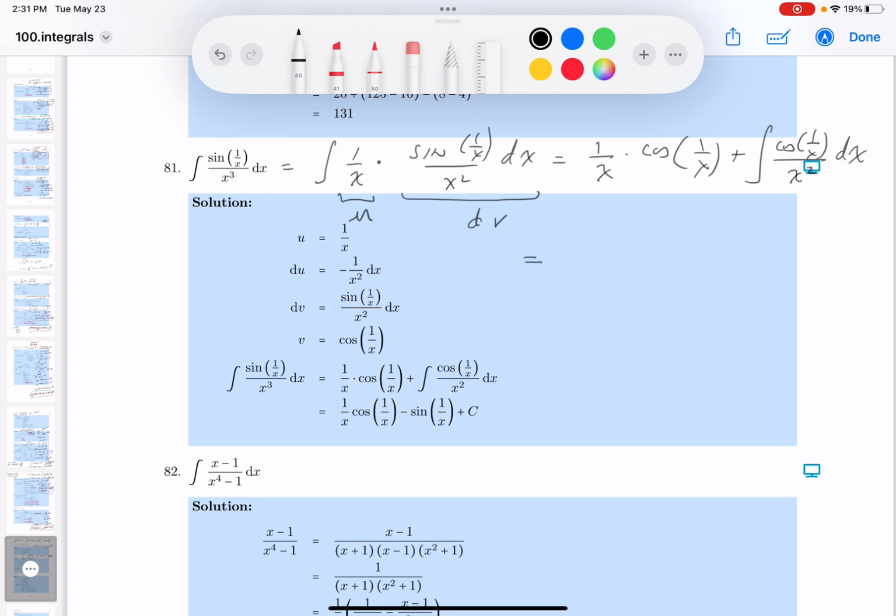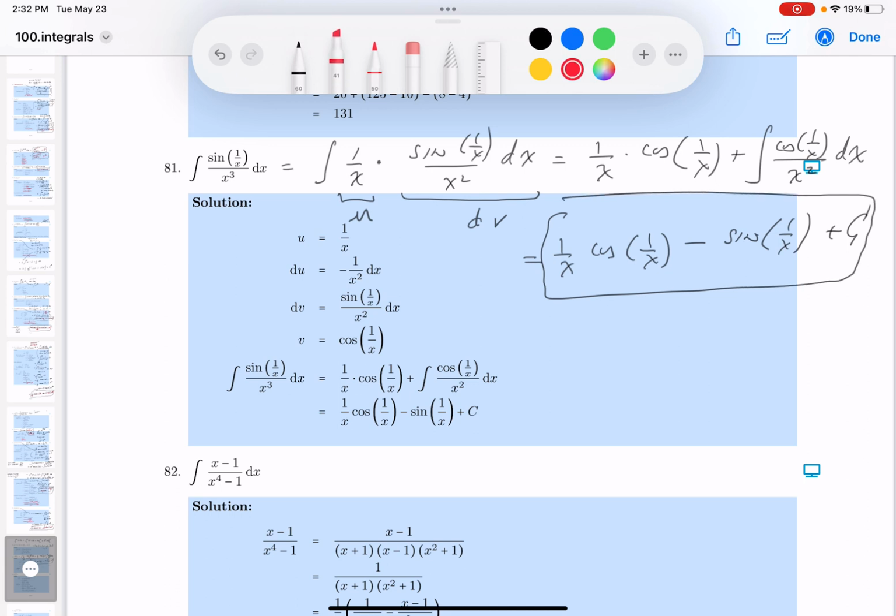Let's write this down. You get 1 over x cosine 1 over x, and this is going to be minus, give me a second to think about this, minus sine 1 over x plus C. Let me think about that again. The derivative of sine is cosine, so you get cosine 1 over x. The derivative of the inside is going to be minus, so that minus cancels, you get plus, and you get x squared in the bottom. Works out good.